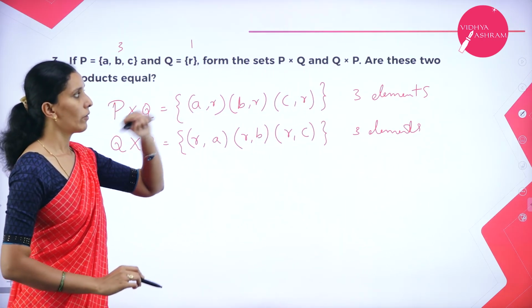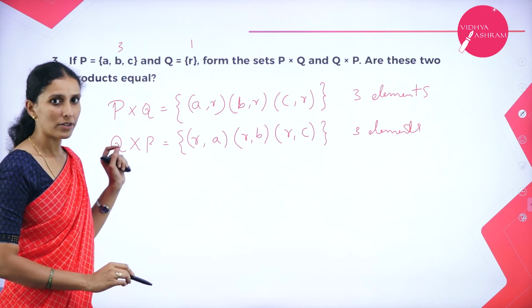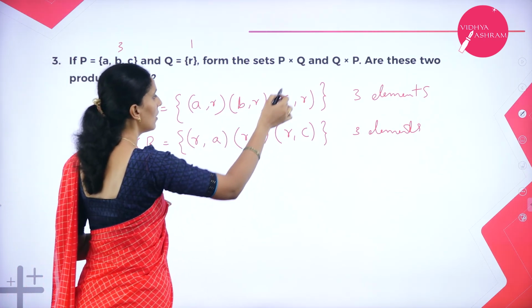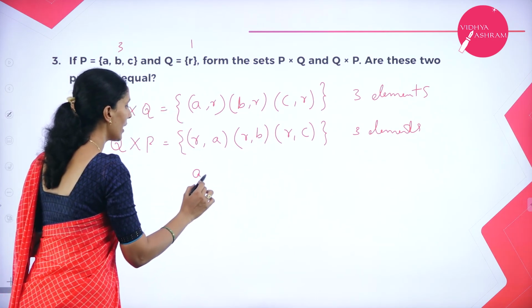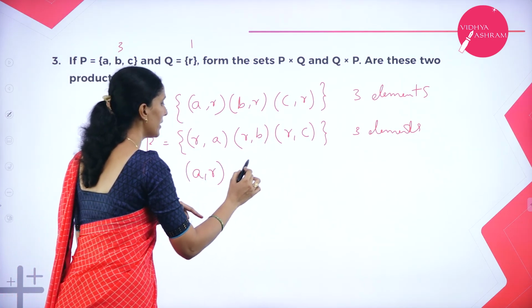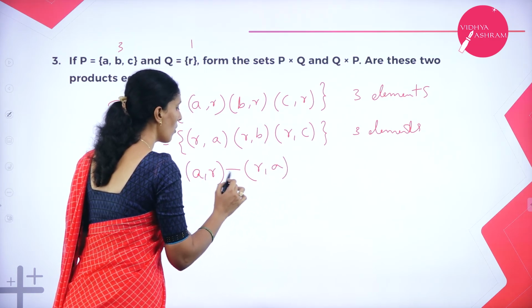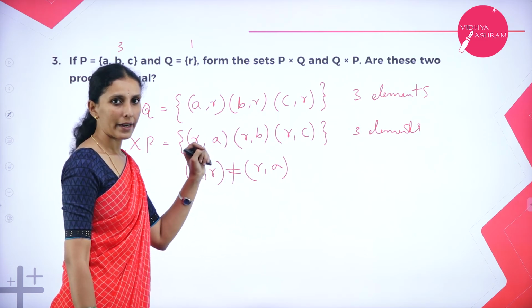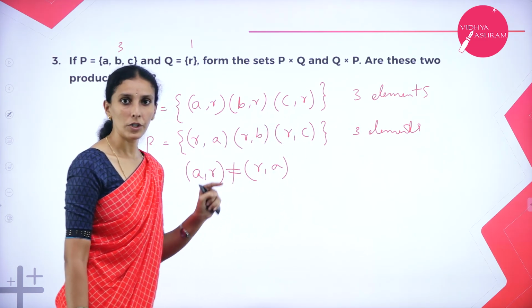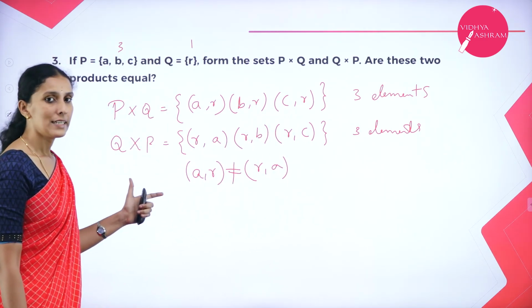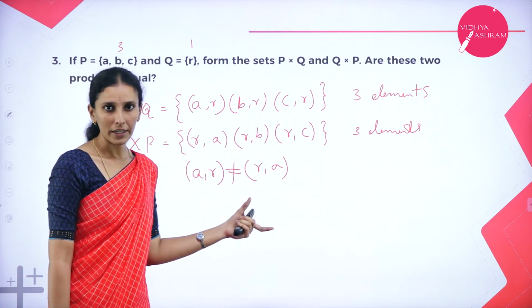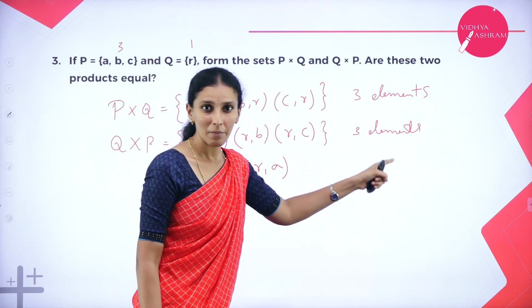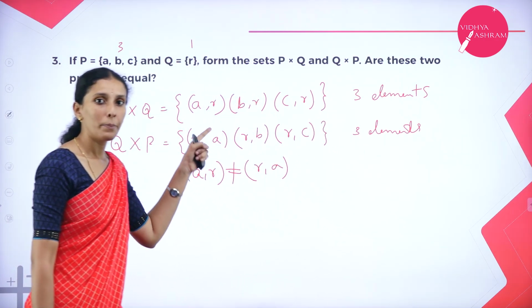And the question here is, are these two products equal? I'll say no. Why? Because you can see the ordered pair here. Here we have (A, R), but here we have (R, A). They are not equal. Similarly, (B, R) cannot be equal to (R, B), and (C, R) cannot be equal to (R, C). So we can clearly say the ordered pairs are not equal. So therefore the product is also not equal. Even though they have the same number of elements, their ordered pairs are different.